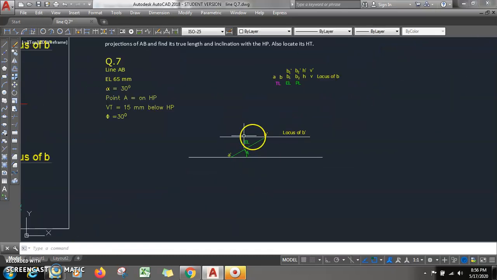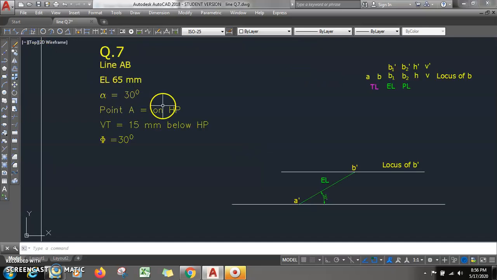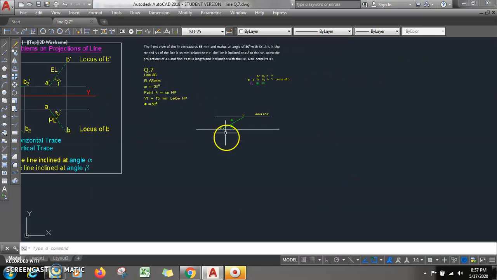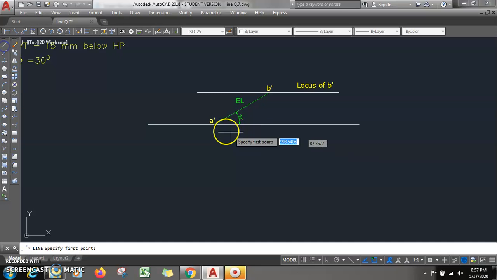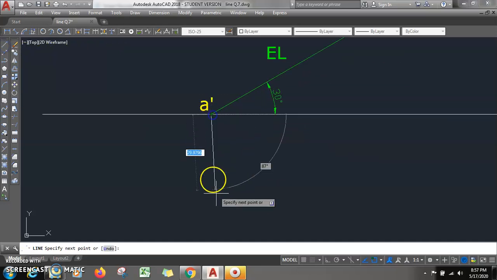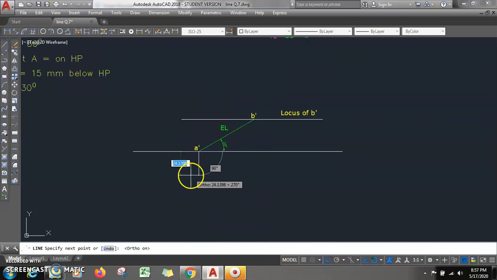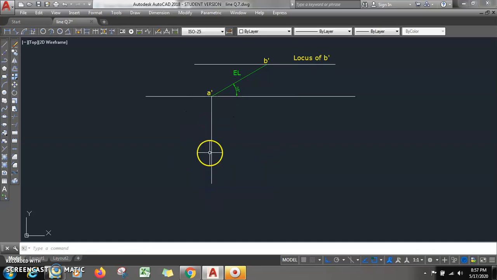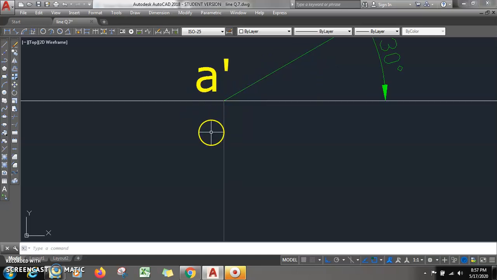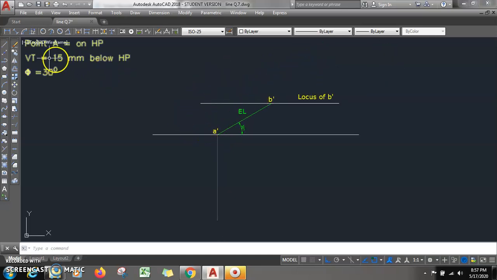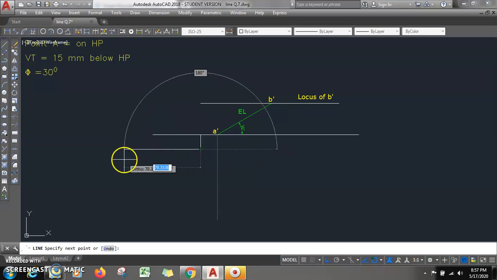So what all has been utilized? EL and alpha are used. Point A on HP, so these three are used. VT is there 15 mm below HP. So from here what will I do? From this point we will have one long vertical line. So this thing is projector. Now VT is 15 mm below XY. So from here 15 mm vertical, 15 enter, I will draw a line.